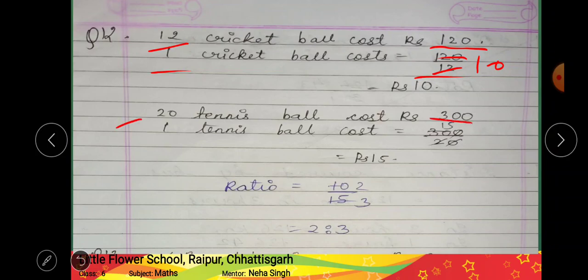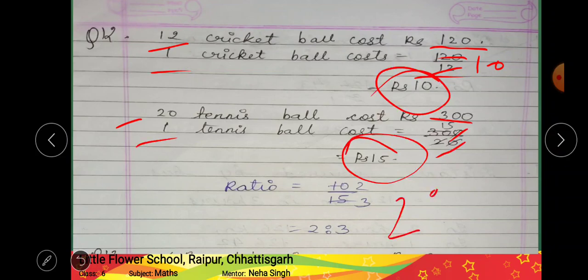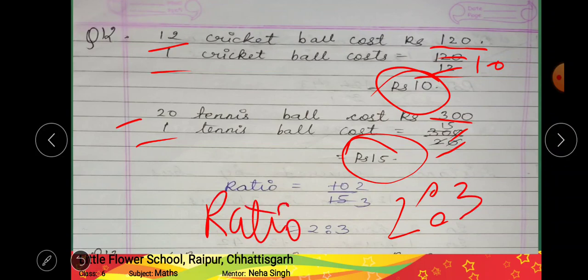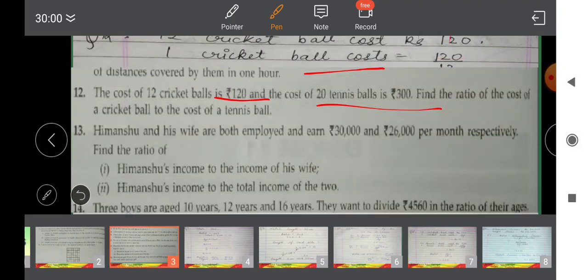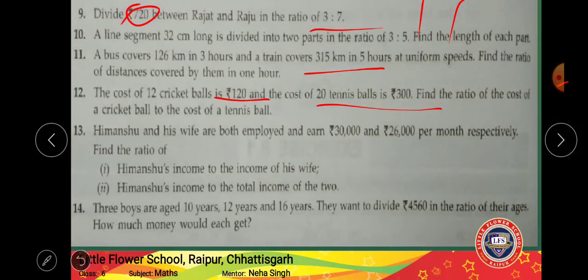20 tennis balls cost rupees 300. So one tennis ball will cost how much? 300 upon 20. Again 0 0 cancel, 2 1s are 2 and 2 15s are 30, that is 15. So what is the ratio we are getting? 10:15. 5 2s are 10, 5 3s are 15. So here also the ratio is 2:3. Understood? The same question we have solved in same method, 11th, right?